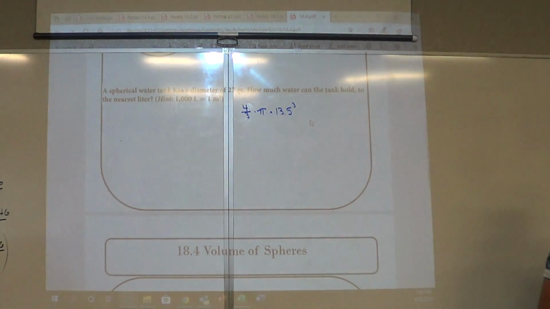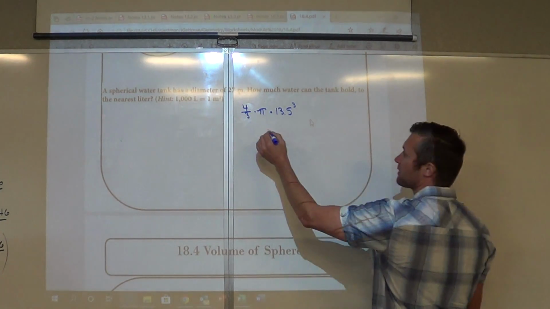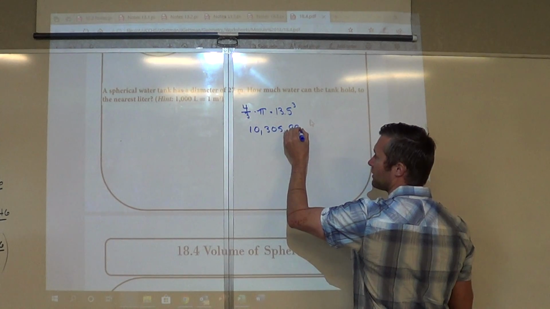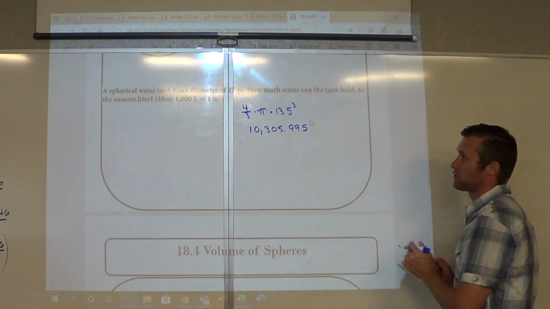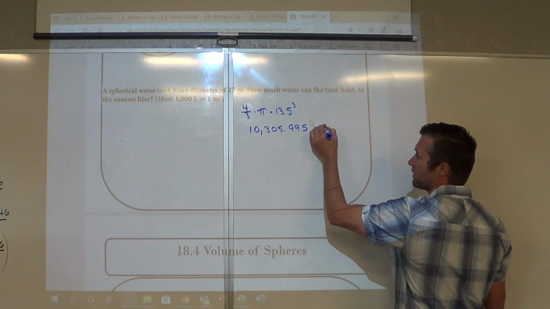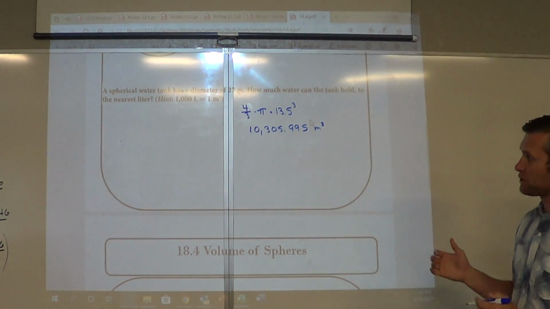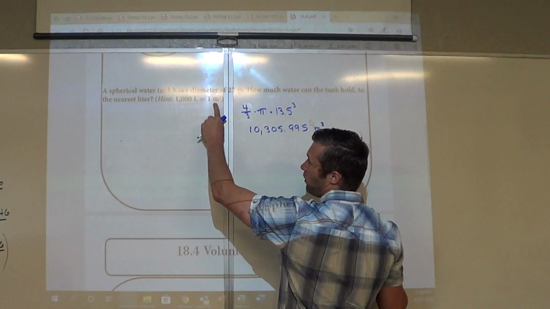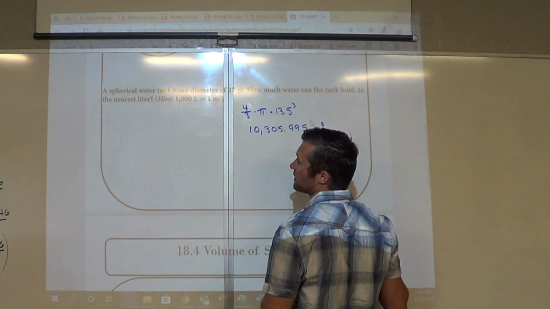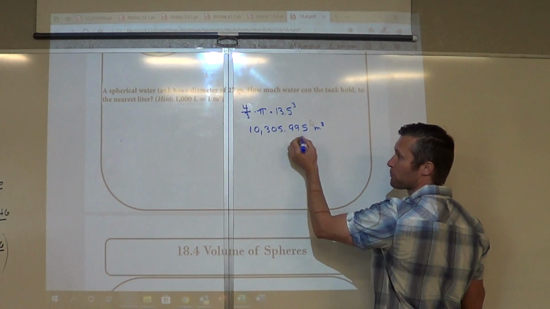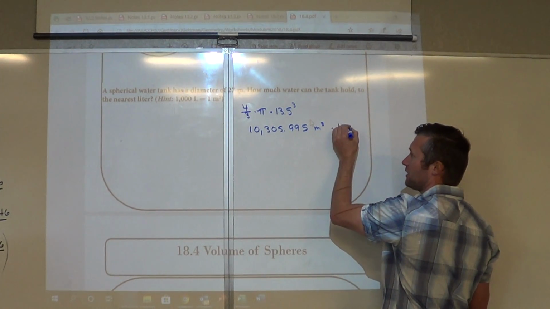So when we do that, we're going to get 10,305.995, and so this would be in meters cubed. But they want us to say, okay, how many liters do we have? Well, 1 meter cubed is 1,000 liters. So we're going to multiply this by 1,000.